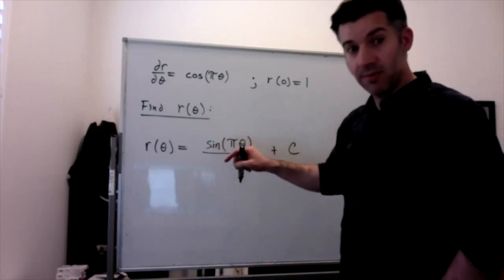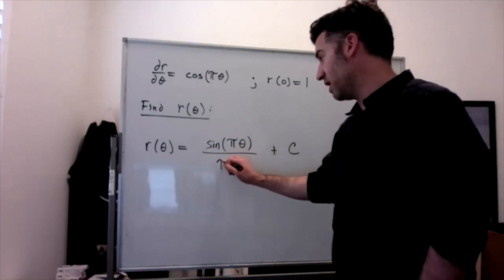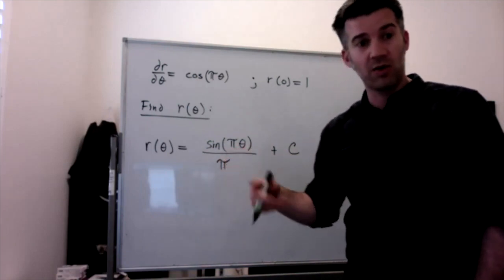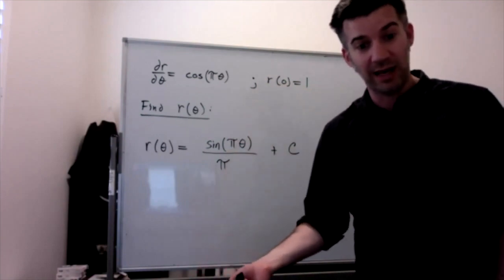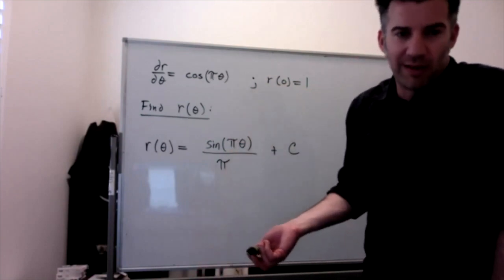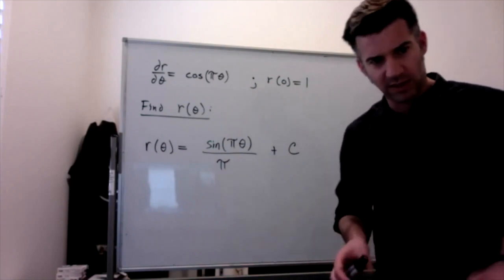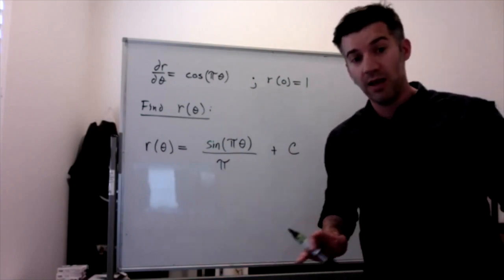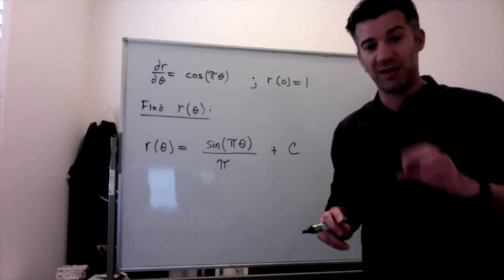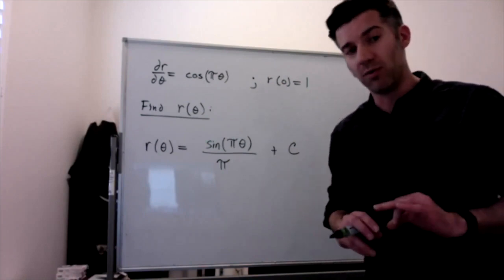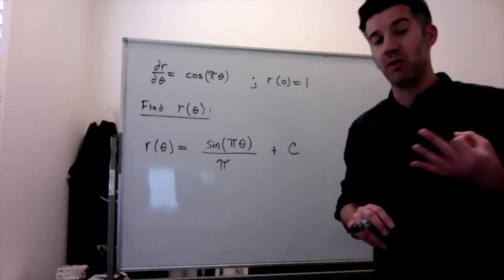Would it be pi? Yeah. If we take the derivative of sine of pi theta, you're going to get cosine of your stuff times the derivative of your stuff, which is pi. So we have to divide by the constant. I just want to make sure you remember that from last time. It's going to come up a lot. If you're anti-differentiating something and you have something multiplying your variable, you're almost always dividing by that constant multiplying your variable.